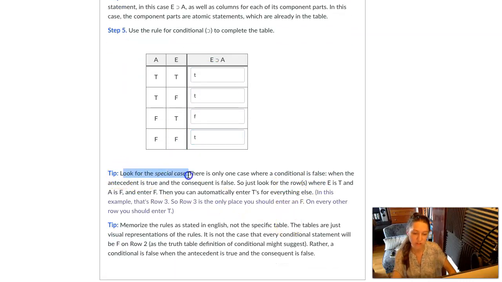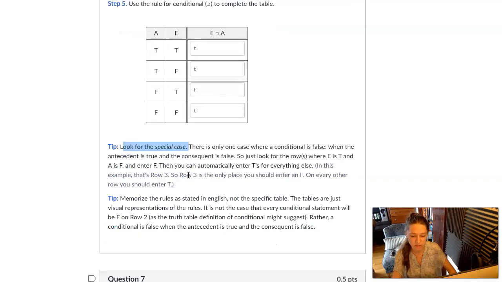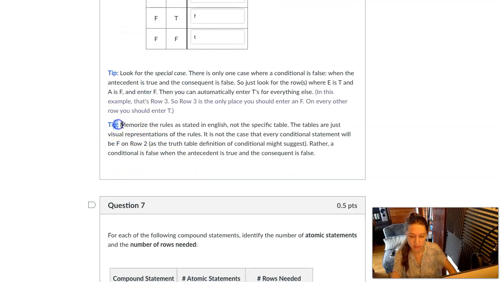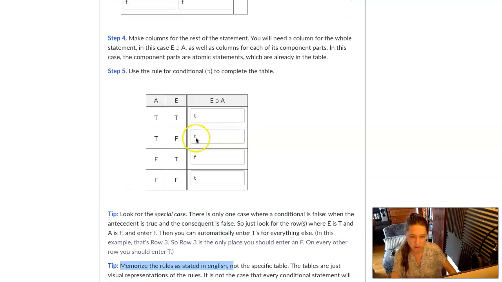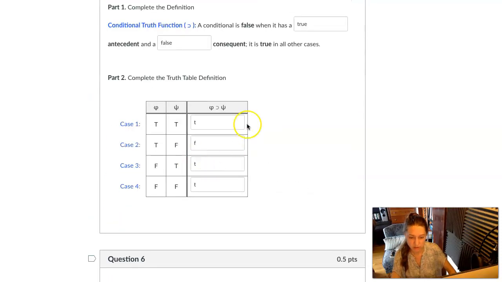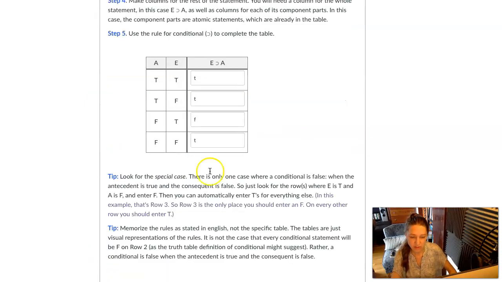So tip, we're looking for the special case. It's a way to cut down on the number of choices you have to make and thereby cut down on the number of errors. And tip, memorize these rules as stated in English. If you've memorized the table, so let's scroll back up to the definition table, it goes TFTT. That's not going to be true of every conditional statement. You're not memorizing the table, you're memorizing the rule. And the table is just a representation of that rule in a visual form. So we're looking for the case where this is true and this is false, it'll be false.